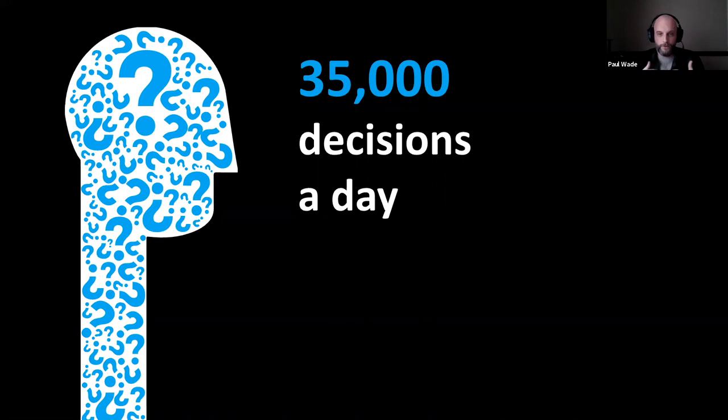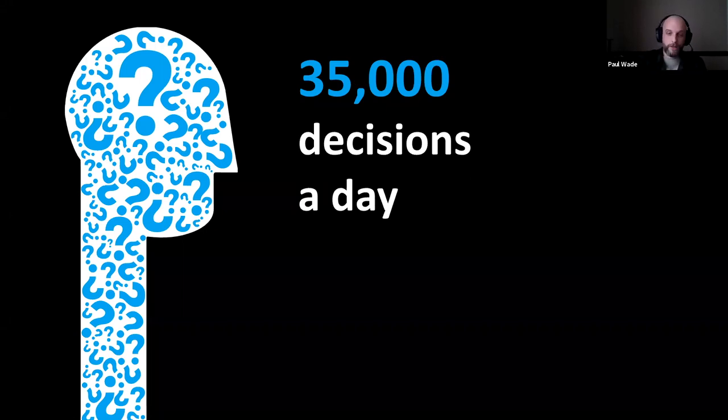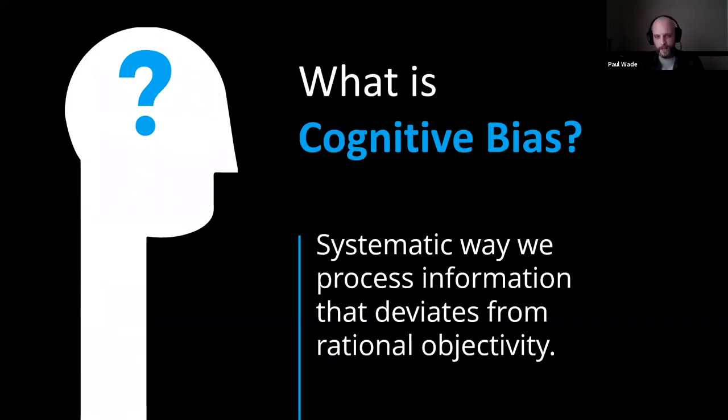And within these 35,000 decisions, we're regularly presented with scenarios where either the information we have is imperfect or we do not have all the relevant information to make an informed decision. And in these scenarios, we unknowingly rely on our bias to help make those decisions. So bias is an umbrella term, and it refers to the systematic way we process information that deviates from rational objectivity. So when I came up with this succinct description, I chose my words very carefully.